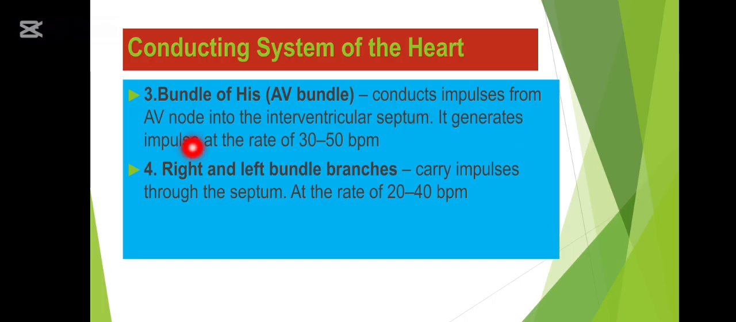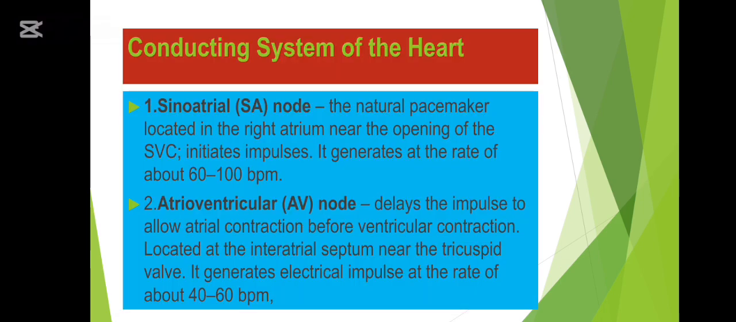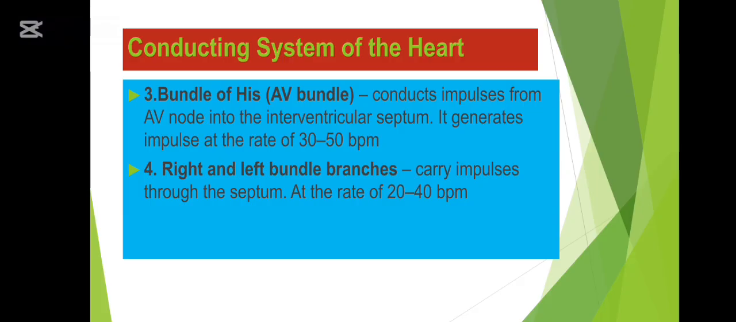It generates impulses at the rate of 30 to 50 beats per minute. This is very low. Someone cannot survive on this rate. It means the heart is pumping very slowly. So one thing I didn't mention about the atrioventricular node is that in case someone doesn't have the sinoatrial node, a human being can survive on the atrioventricular node, but not on the bundle of His. You can't survive because the rate is just too low.